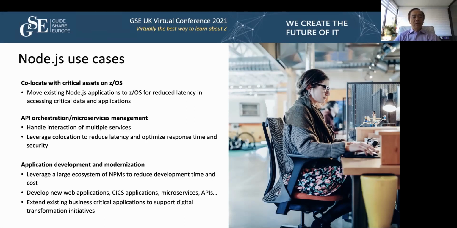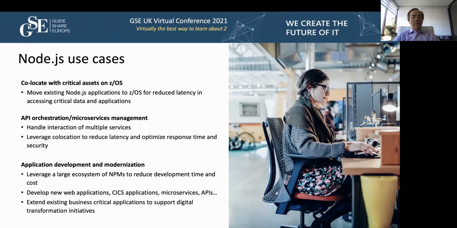API orchestration is also a very big area that a lot of customers are looking at, because orchestration doesn't mean simply managing the sequence of API calls. Sometimes you have to put some business logic or programming logic into it, and Node would be very suitable for adding logic into the handling of API orchestration. So basically, you can leverage the reduced latency and security and everything that's on z/OS, and then use it to orchestrate APIs.